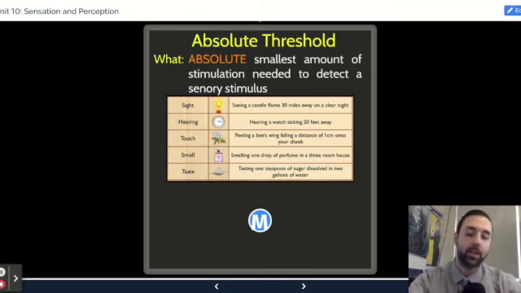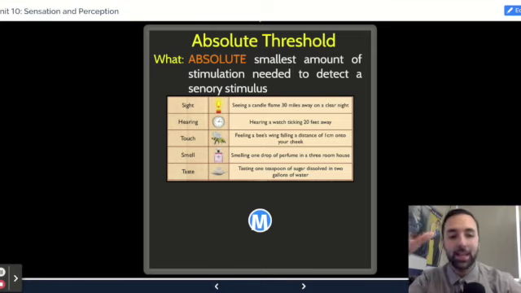So to go to sugar instead of salt, if I just put 1 granule of sugar into 2 gallons of water, you wouldn't be able to tell that the water became sugary because that had yet to reach your absolute threshold. Your absolute threshold across any of your senses is the bare minimum necessary to detect the sensation.